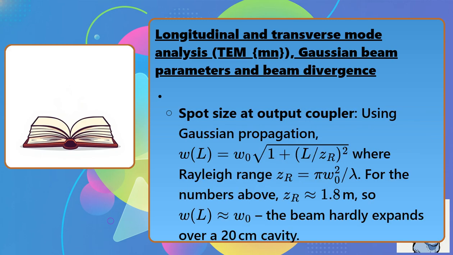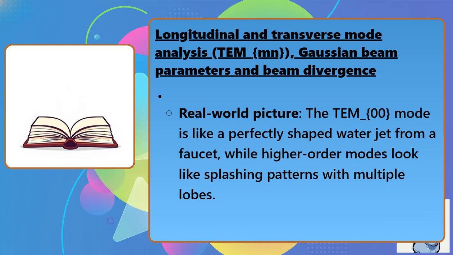Spot size at output coupler. Using Gaussian propagation, W of L equals W0 times the square root of 1 plus (L over z_R) squared, where Rayleigh range z_R equals pi W0 squared over lambda. For the numbers above, z_R is approximately 1.8 meters, so W of L is approximately W0; the beam hardly expands over a 20 centimeter cavity. Real-world picture. The TEM_00 mode is like a perfectly shaped water jet from a faucet, while higher-order modes look like splashing patterns with multiple lobes.